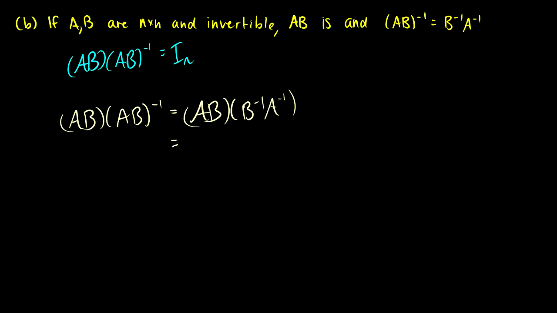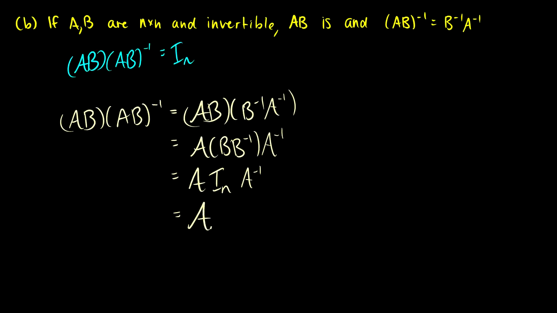Okay, now let's use the associative property. So we're going to group our B and B inverse together. And we know that B times B inverse is just the identity matrix. And of course, the identity matrix times anything is just whatever that anything is. So we're left with A times A inverse. And we know that just equals the identity matrix. So this holds. AB inverse is equal to B inverse A inverse.